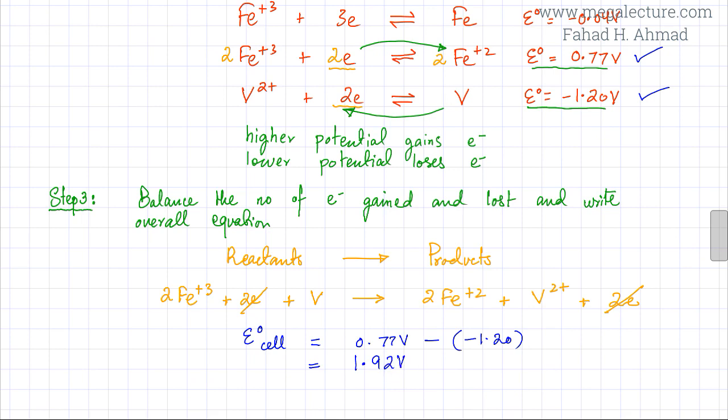And this is a very high E0 cell, which means that this reaction is very feasible. The higher the E0 cell, the faster or more feasible the reaction is going to be. So this reaction, which we have written over here, is going to be a very feasible reaction where Fe3+ gets reduced to Fe2+ and vanadium gets oxidized to V2+.